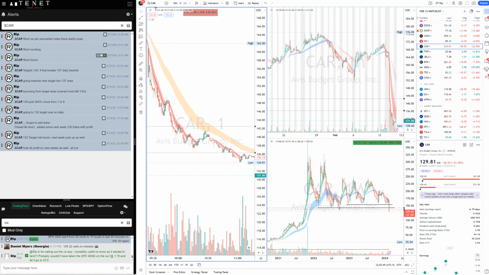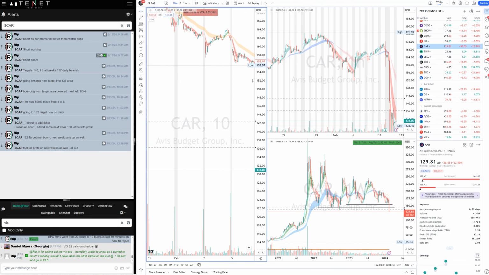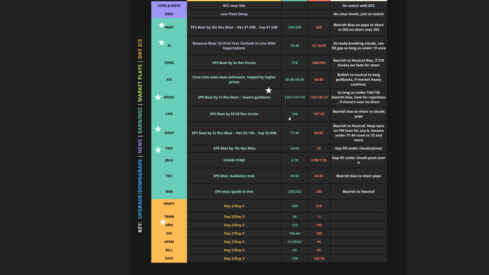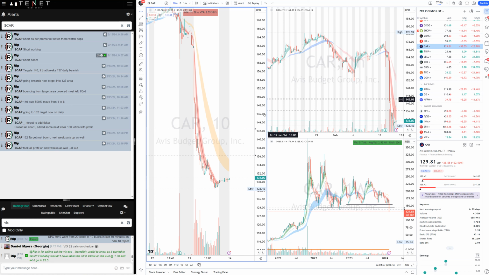Let's talk about our home run trade, guys. CAR was a big trade for us today. Why was CAR on our watch list? It was on the watch list I gave everybody, the game plan I gave in the pre-market. CAR support was 162 and the bias was to short the pops. I clearly explained that to everybody in the pre-market.